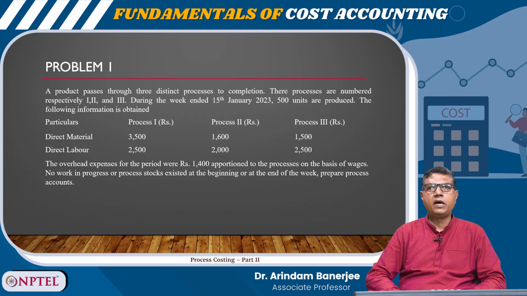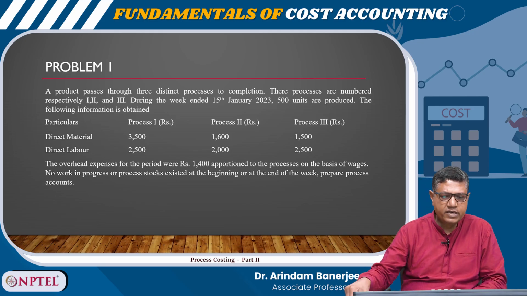A product passes through 3 distinct processes to completion. The processes are numbered respectively 1, 2 and 3. During the week ended 15 January 2023, 500 units are produced. The following information is obtained. So, what is the information?